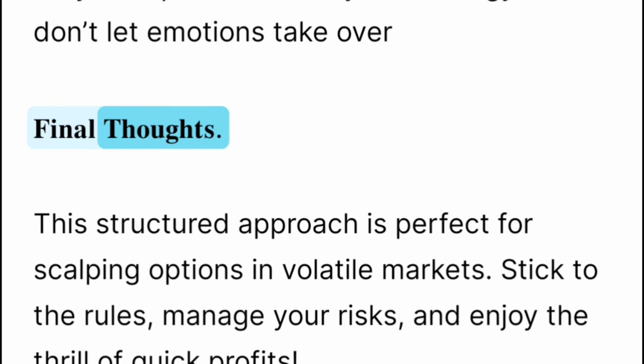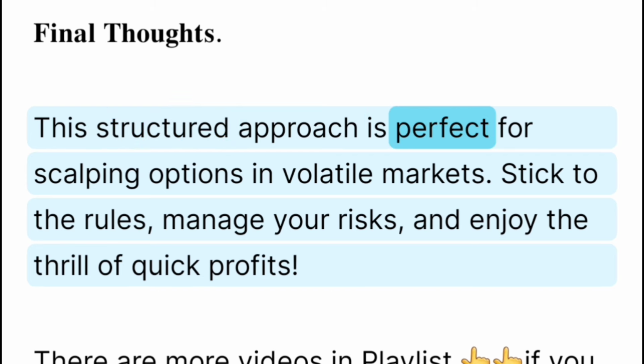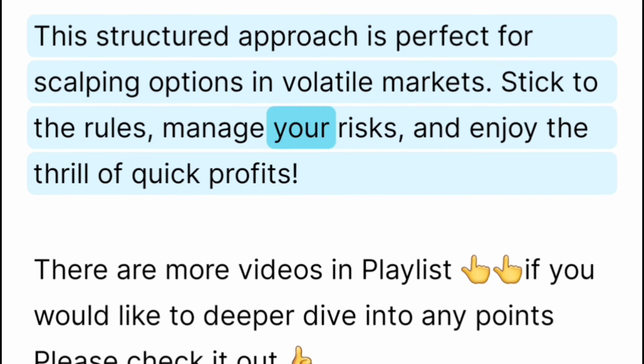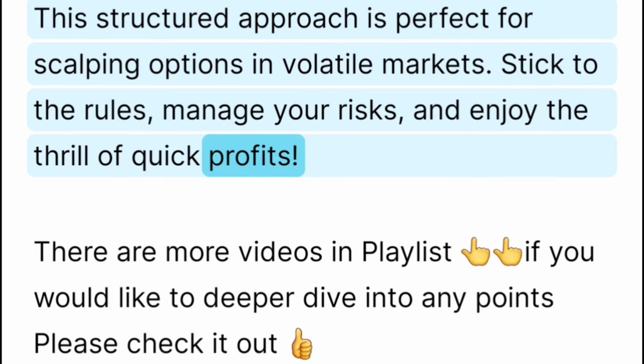Final thoughts. This structured approach is perfect for scalping options in volatile markets. Stick to the rules, manage your risks, and enjoy the thrill of quick profits.